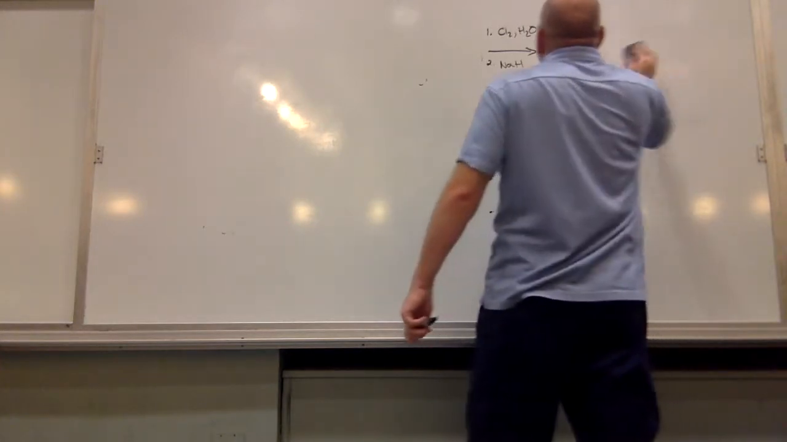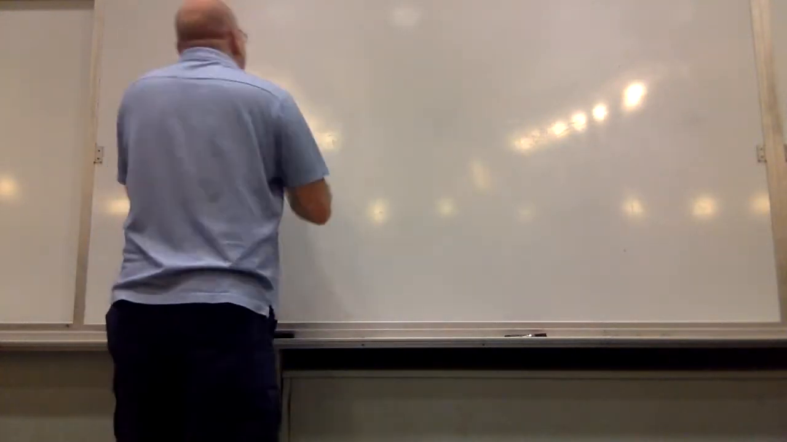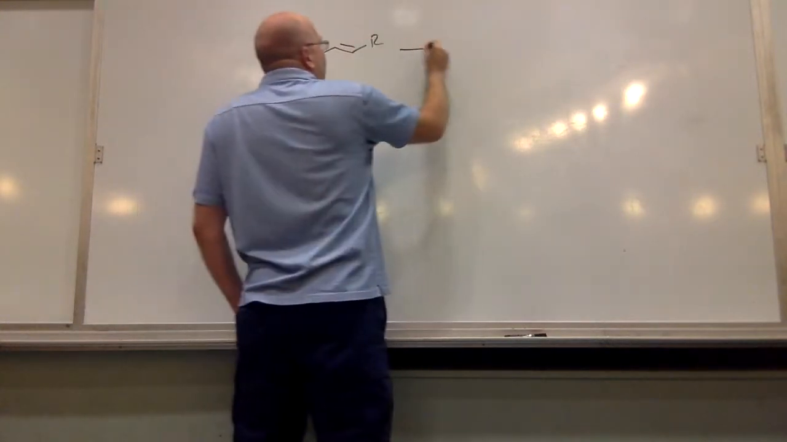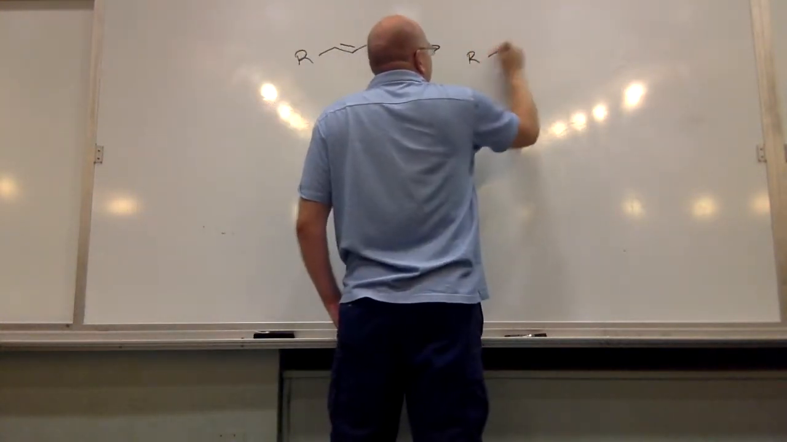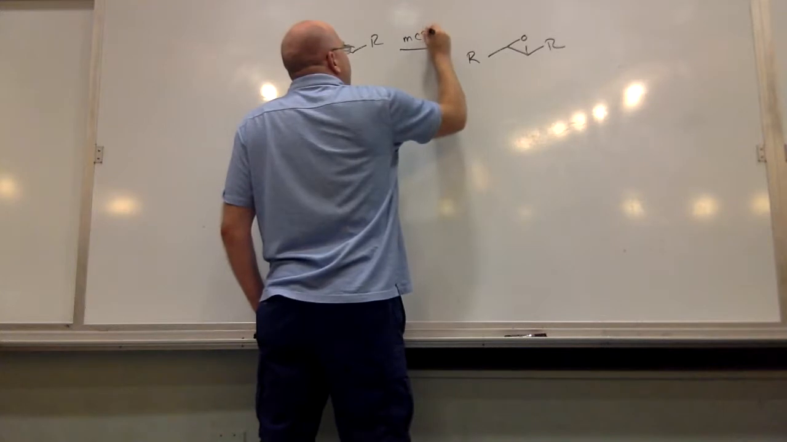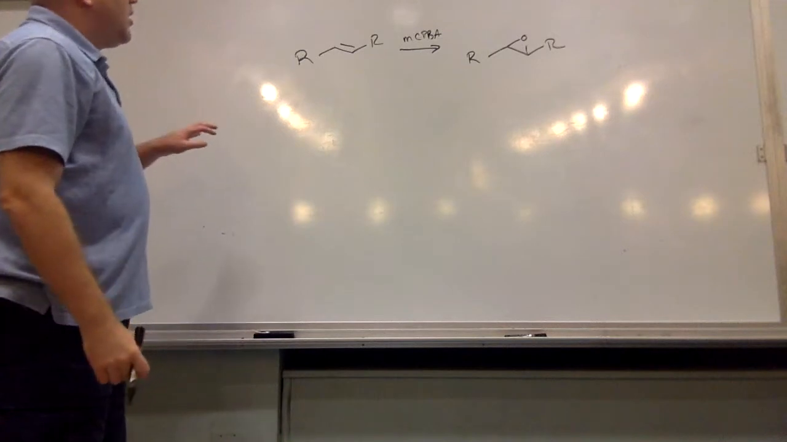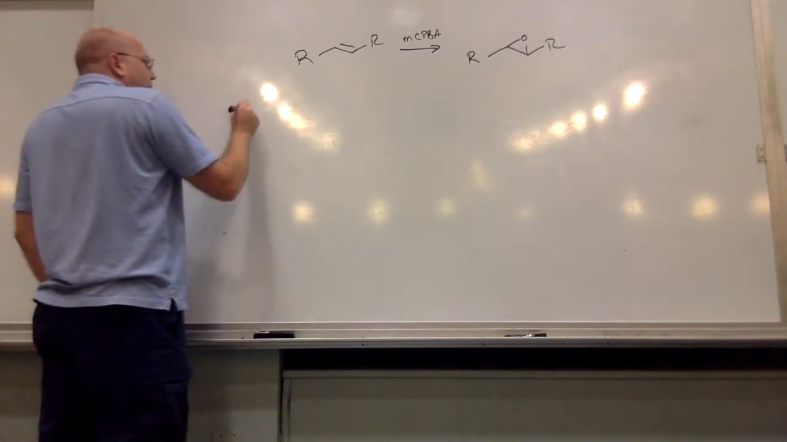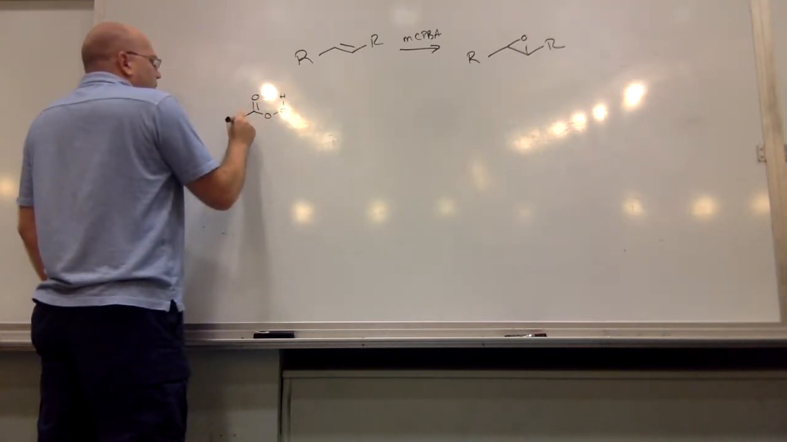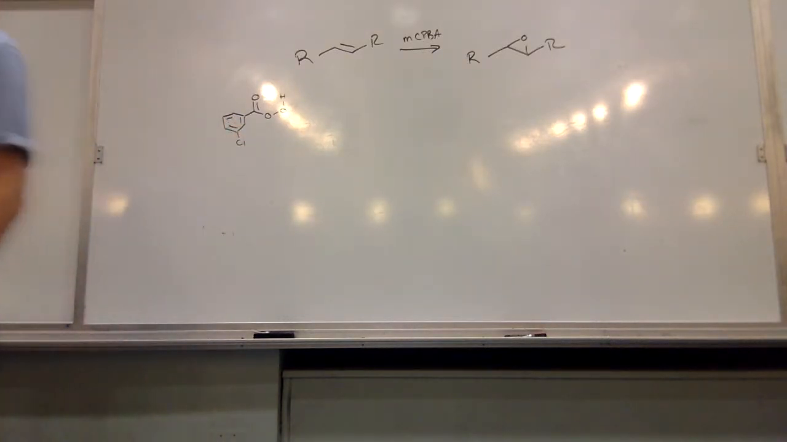is with the use of MCPBA. Okay, so you can actually get to epoxides. I'm just redrawing stuff that I already drew. Sometimes you'll see a reagent called MCPBA. Okay, so MCPBA is a peroxybenzoic acid. The M technically stands for meta, so it stands for metachloroperoxybenzoic acid.